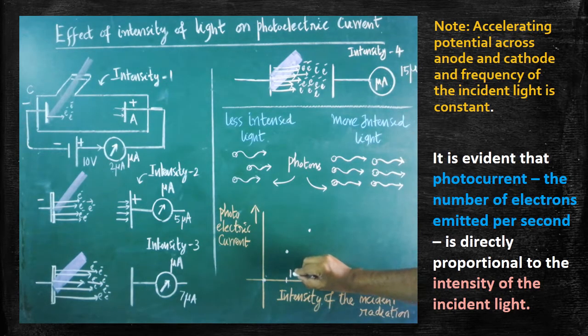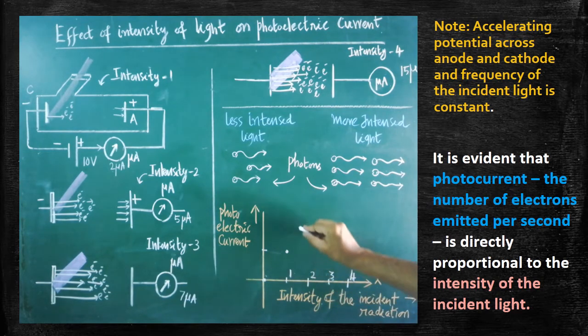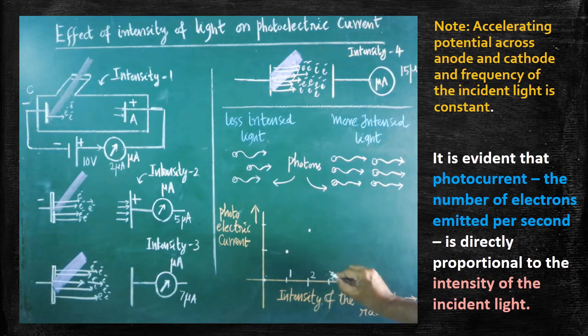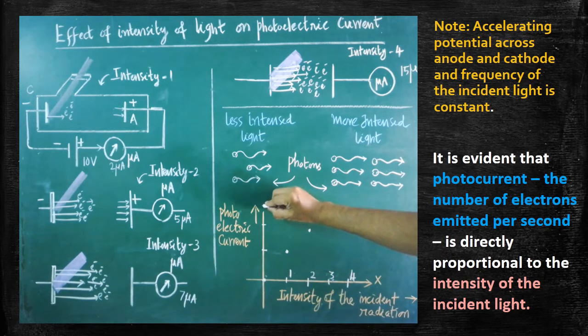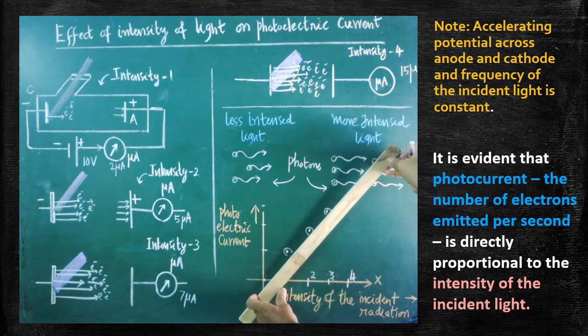For the first intensity, this one may be the photoelectric current. Which one? 2 microampere may be the photoelectric current. For the second intensity, 5 microampere is the current value. For the third intensity, 7 microampere is the value. If all the values are plotted one by one and connected, you will get a straight line. Later you can connect all the points. Clear? Finally, you are getting the straight line.